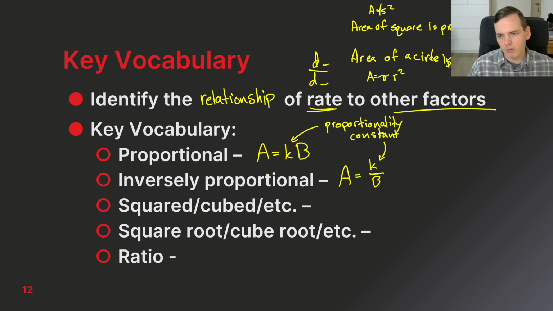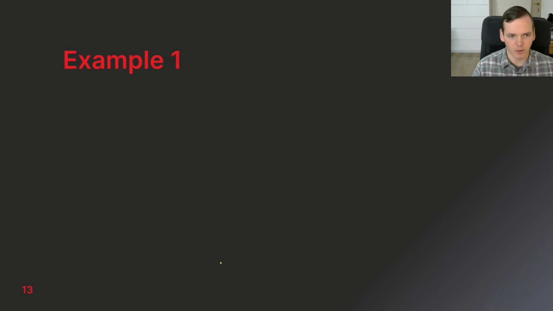Squared, cubed, etc. We've already seen an example up here with side squared. That just means you have to square whatever quantity you're looking at. Square root, cube root, etc. It'd be the same thing. We could say that the side of a square is proportional to the square root of the area. And then ratio, that would just be something like A is proportional to the ratio between B and C. And you'd set up a ratio like that. This will hopefully make more sense as you practice and as we look at an example here.